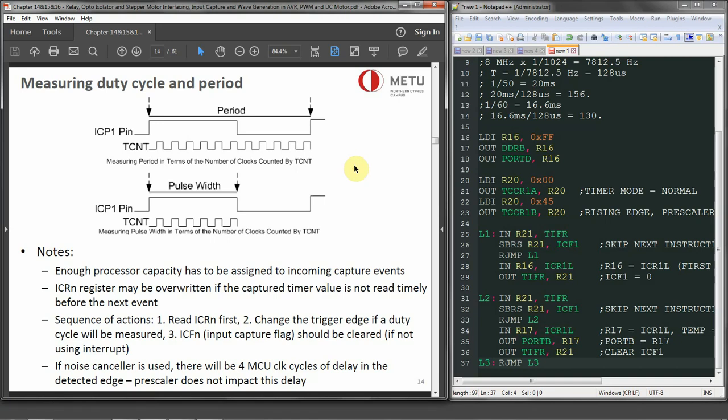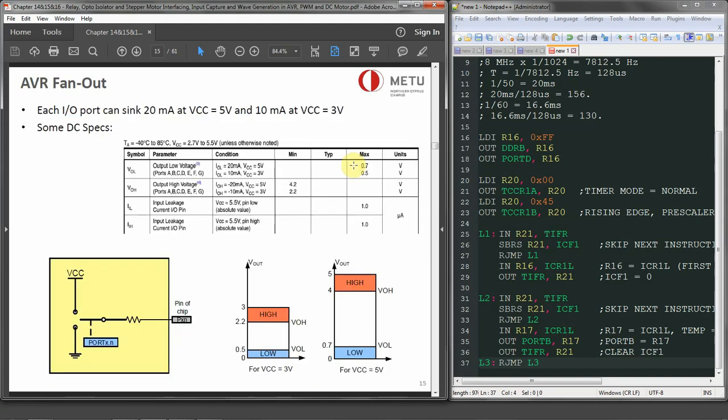Right. Next, we will consider relays, opto isolators, and stepper motor interfacing with an AVR, which is chapter 14 in your books. Now, digital systems and microcontrollers or embedded systems, the current that they are driving are quite low. So if you look at the AVR fan out over here or on your data sheets, you will see that for 5 volts it sinks 20 milliamps and for 3 volts it sinks 10 milliamps current. Now, for low power application, this will be enough.